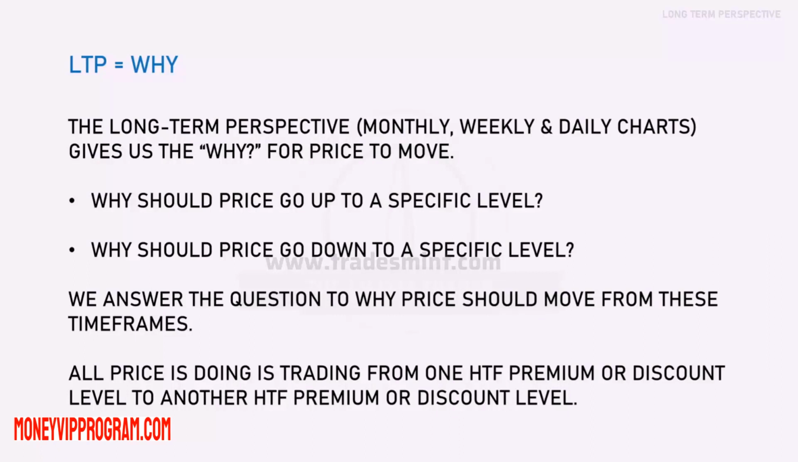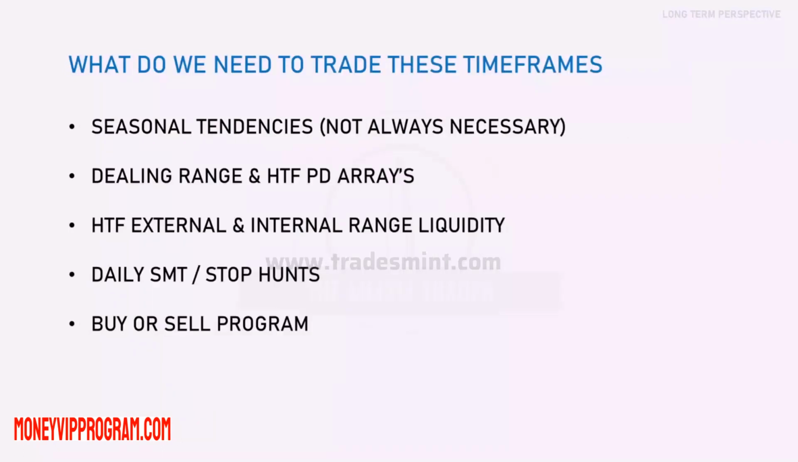All price is doing is trading from one higher time frame premium or discount level to another higher time frame premium or discount level. So what do we need to trade with these time frames? We have seasonal tendencies, which is not always necessary, but highly effective when used in combination with higher time frame PD arrays. We need a dealing range and those higher time frame PD arrays. We need higher time frame external and internal range liquidity. We can couple it up with daily SMT and stop hunts, and eventually we'll go into a buy or a sell program.